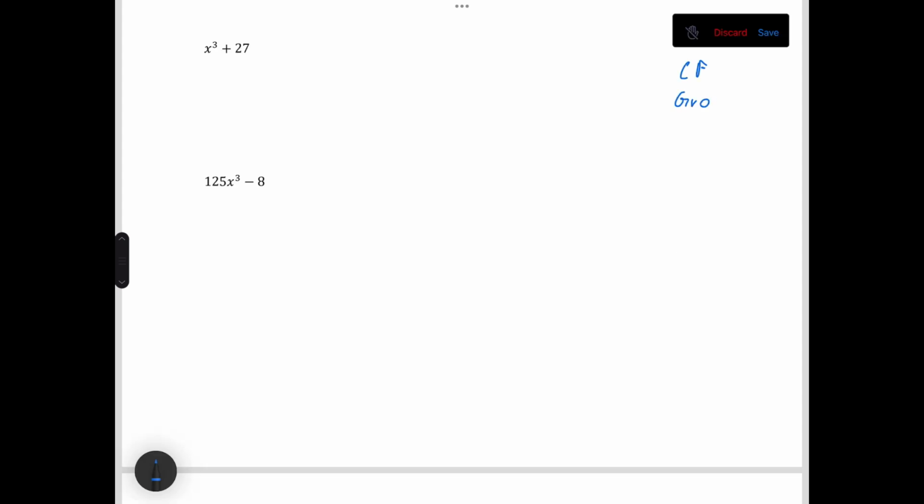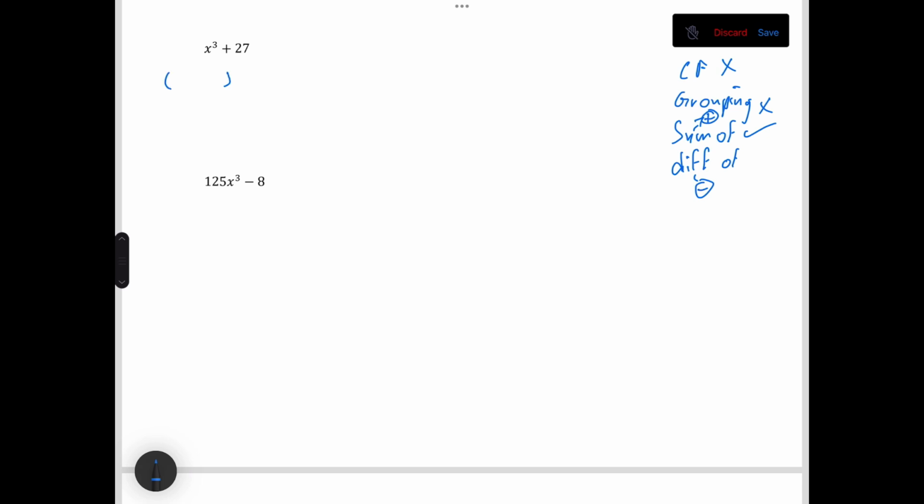Now we get to another 2 types. Here you need to decide which type of factorization this will make use of. The sum of is positive and difference of 2 squares will be negative. So in between the 2 terms there, is it positive or negative? It's positive, so it will therefore be a sum of 2 cubes type of factorization.